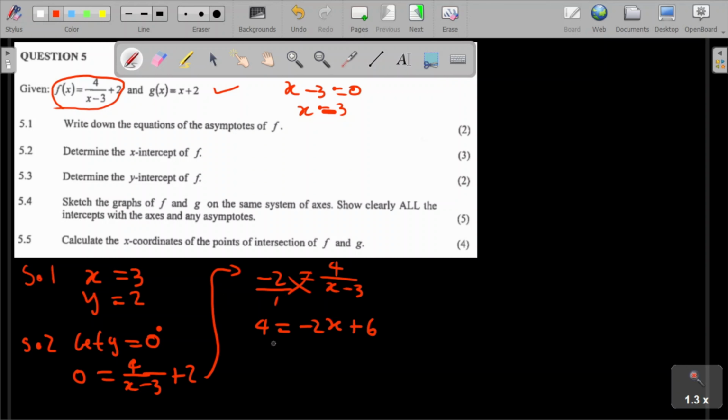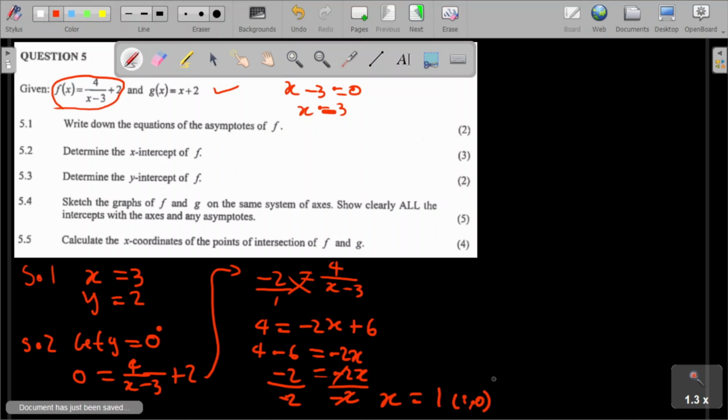Now take this 6 to the other side. It's going to be 4 - 6 = -2x. And then 4 - 6 is -2, so -2 = -2x. We divide by -2. x and x cancel, and then my x = 1. So my x-intercept is (1; 0).